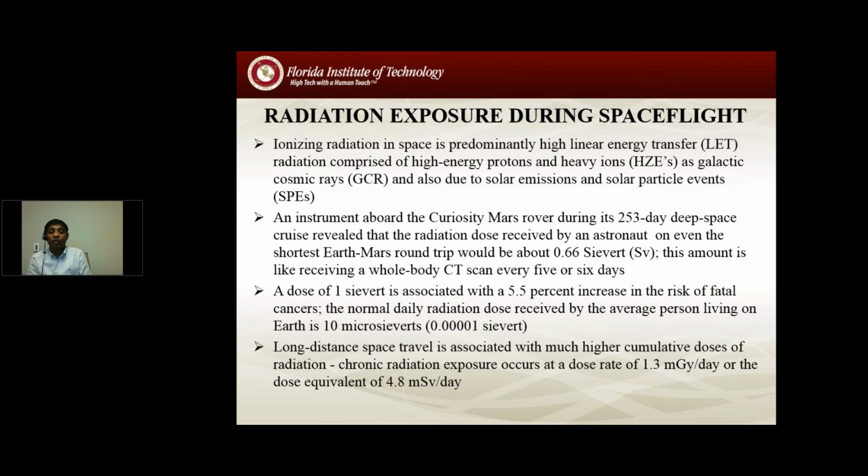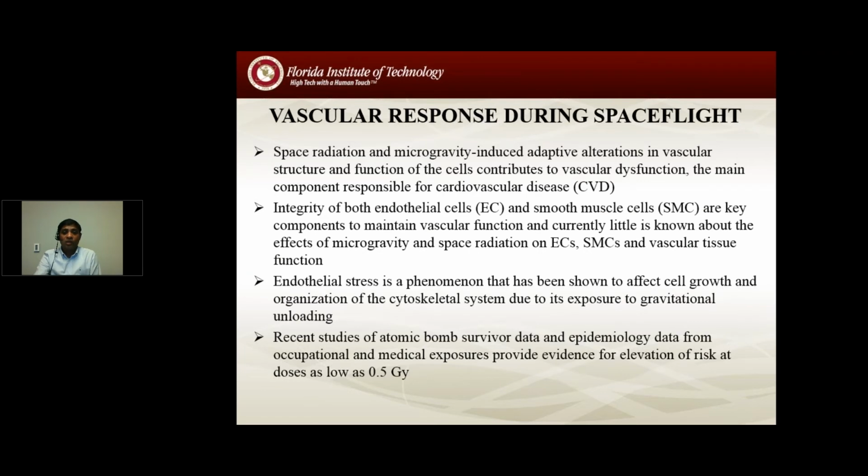And a Mars mission can easily go up to 3 years, and this is 253 days, which is less than a year. So be prepared to get exposed to a high dose of radiation when you go on space missions. That's a very important reason NASA is very interested, because this long-term radiation is going to affect your cardiovascular system. Of course, cancer is another thing, but that's beyond the scope of this presentation. Our research is focused on cardiovascular disease.